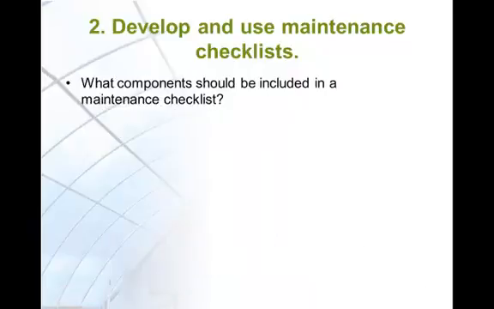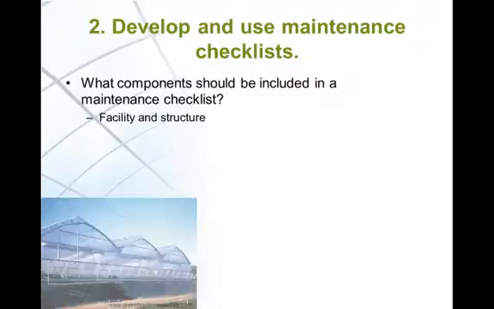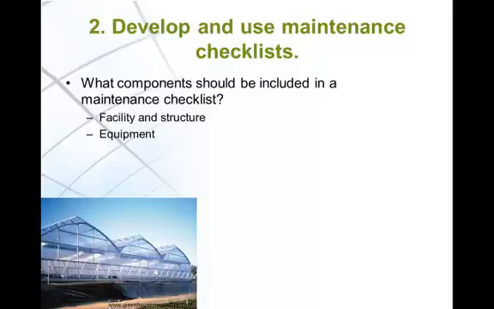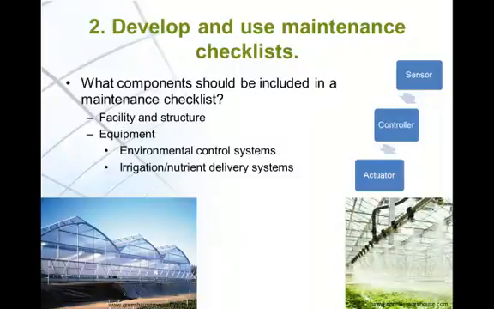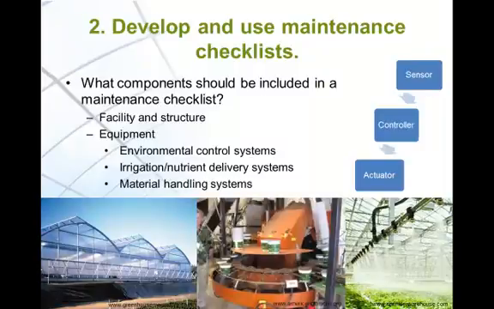What components should be included in a maintenance checklist? The facility, which includes the greenhouse structure, wiring, plumbing, glazing, and surroundings. Equipment within the greenhouse. Equipment includes environmental systems such as heating, cooling, and the network of environmental sensors. Irrigation systems such as misting equipment for propagation and fertigation equipment. And material handling equipment such as seeders, pot fillers, and transplanters.